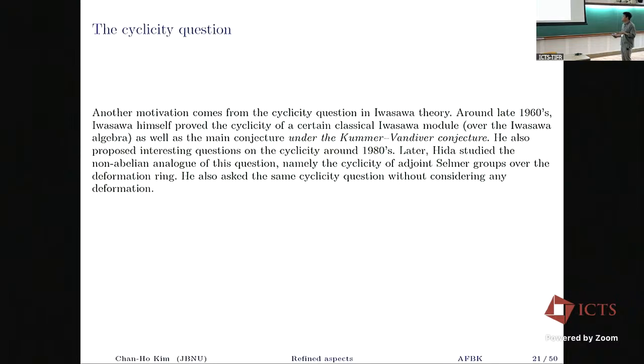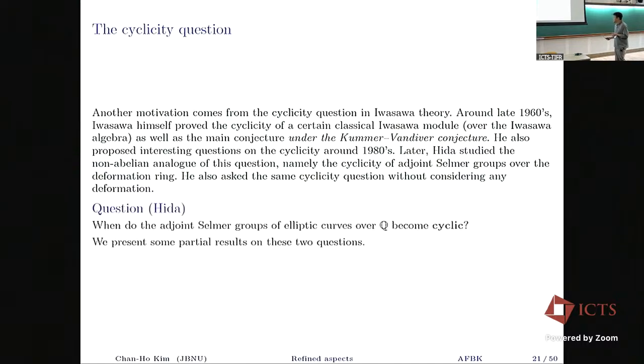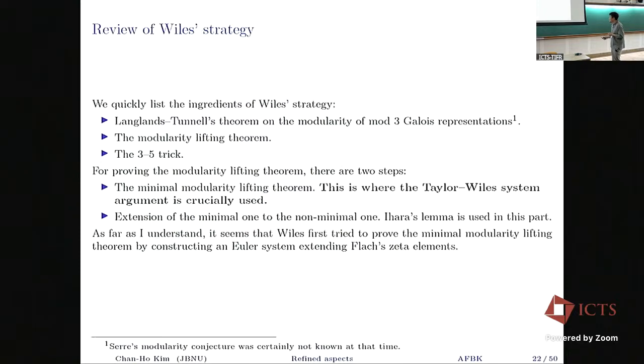He also proposed an interesting question of cyclicity around the 1980s, and later Hida studied a non-abelian analog of this question, namely cyclicity of the adjoint Selmer groups over the deformation ring, and he also asked the same cyclicity question without considering any deformation. So this is the main question: when do the adjoint Selmer groups of an elliptic curve over Q become cyclic? And we present partial results on these two questions.